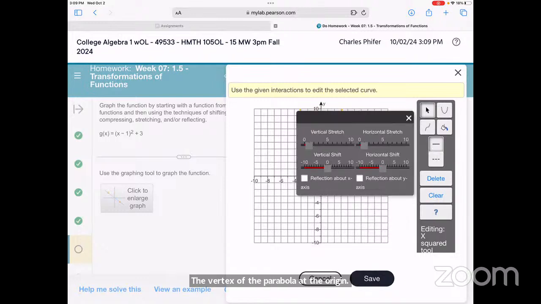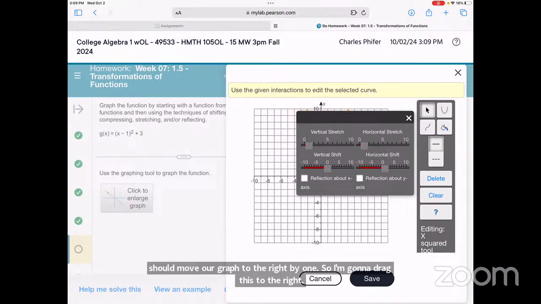Okay, so I think I put the vertex of the parabola at the origin. So then the function on the left, the transformations, first one is we have this -1 on the inside. That should move our graph to the right by 1. So I'm going to drag this to the right by 1. Okay, and then we got a +3 on the outside, so it should move the entire graph up 3 units.